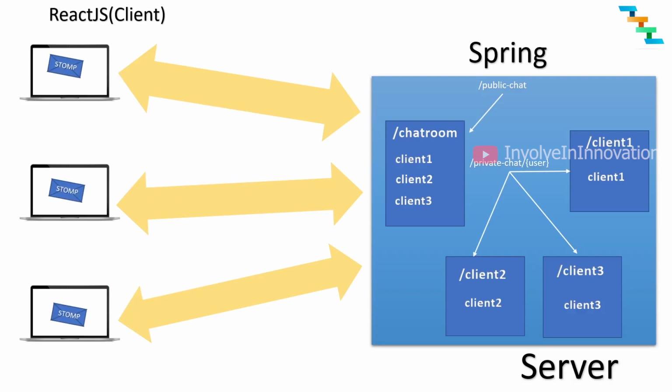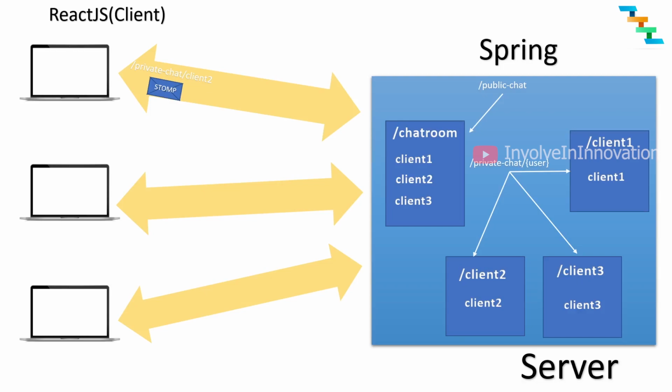Here we will also see another example of how an individual private chat works. In this case, client 1 sends a message to the URL private chat /client 2.